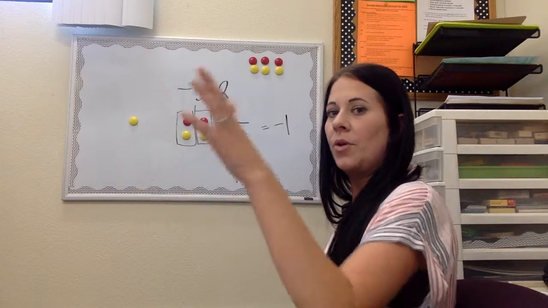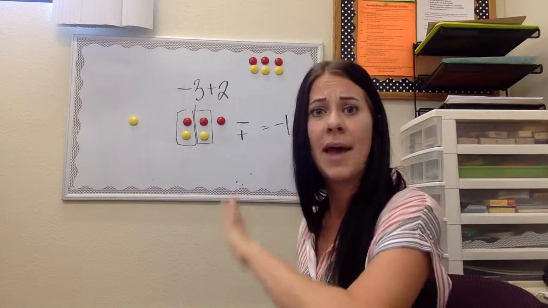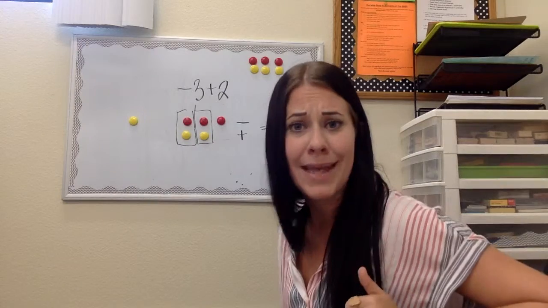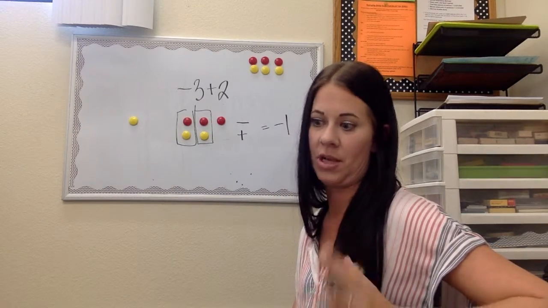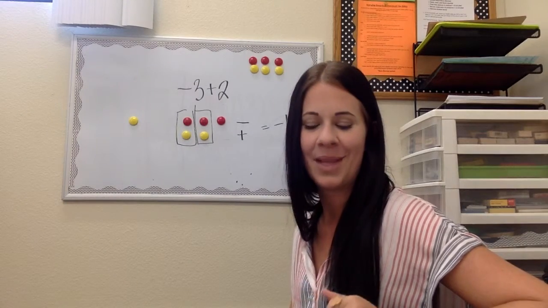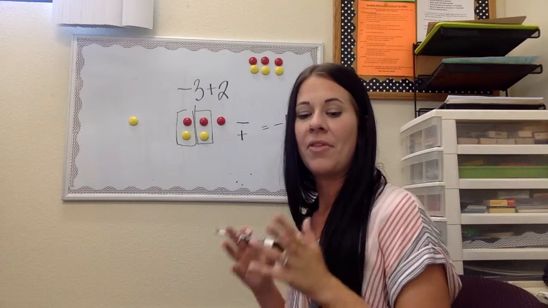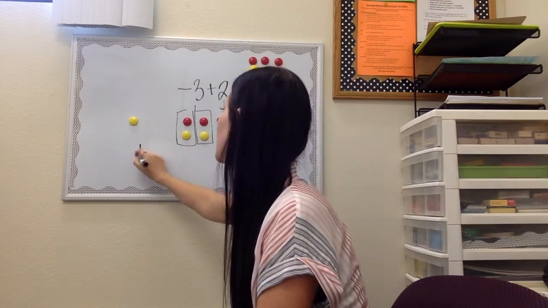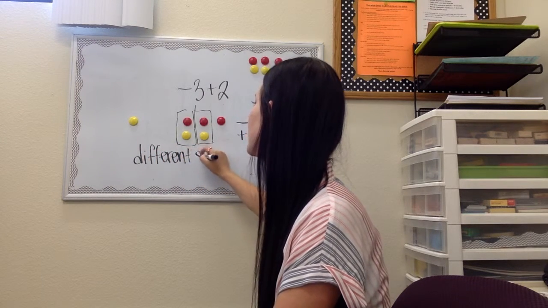Now, you're going to have really big numbers here soon. You are not going to be able to use counters like this when we have -37 and +35. The amount of poker chips or checkerboard pieces you would need would be insane. So we do have to have a different method. So this is the method that we're going to use. If you have different signs, and I want you to write this in your math journal or your math notebook, different signs.